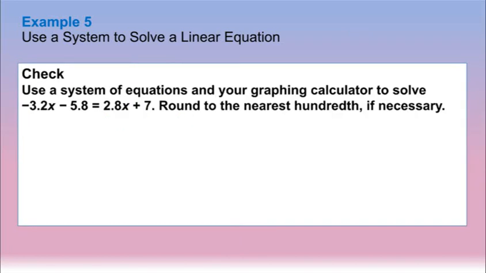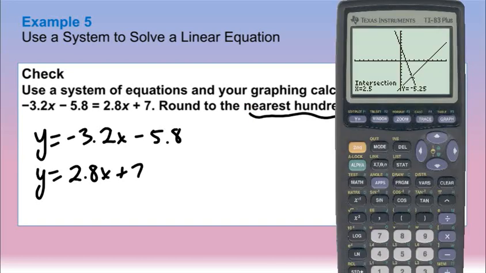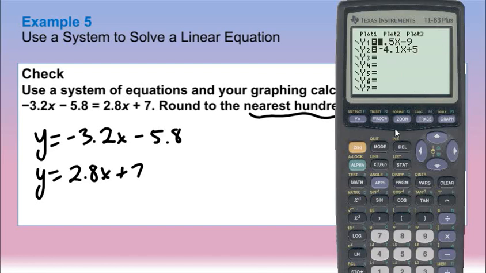Next, use a system of equations in your graphing calculator to solve these. It says round to the nearest hundredth if necessary. So we have y equals negative 3.2x minus 5.8, and y equals 0.8x plus 7. We'll grab our calculators again. Go to our y equals. We'll just edit this a little bit. So negative 3.2x minus 5.8.